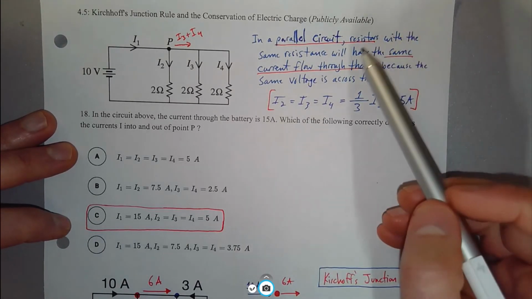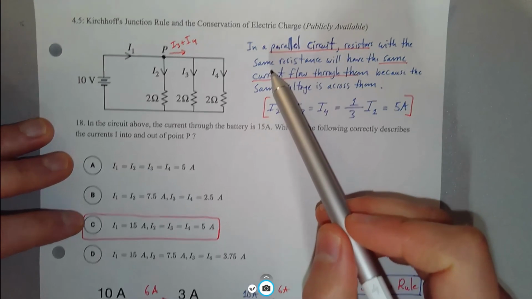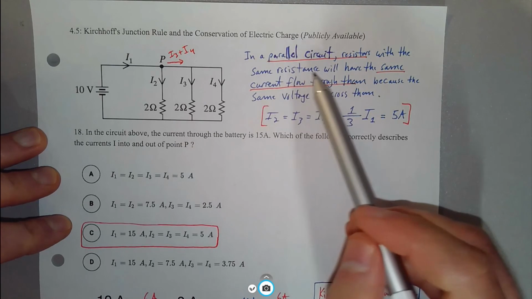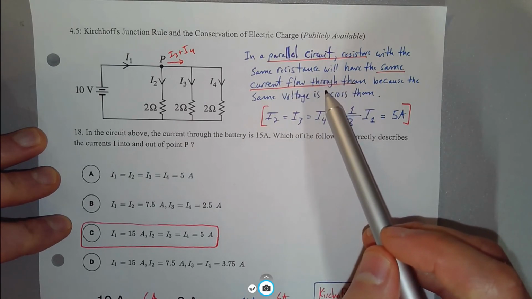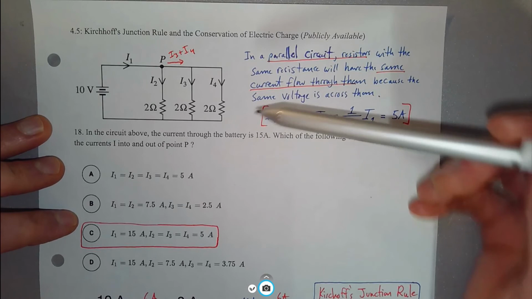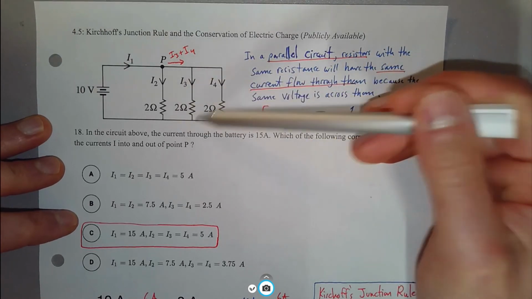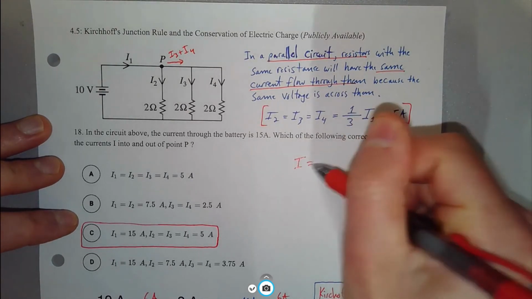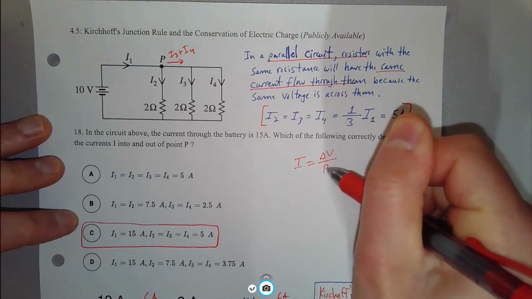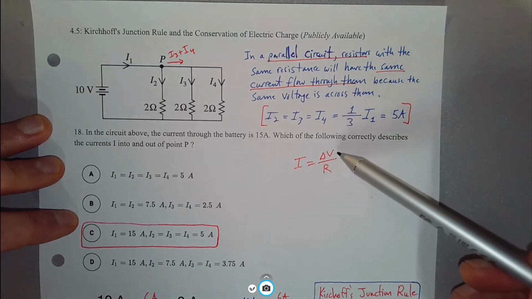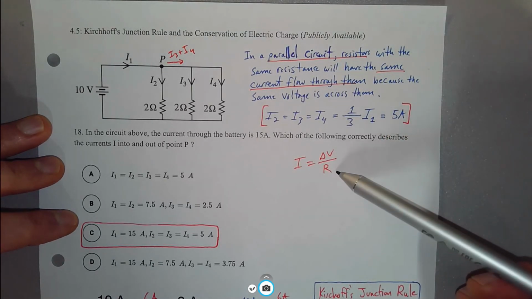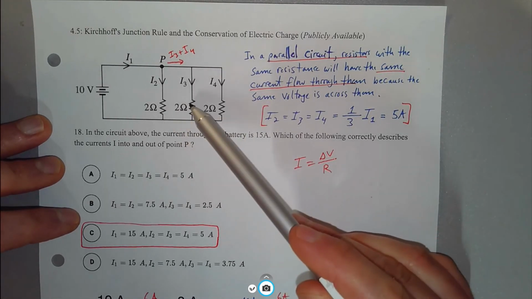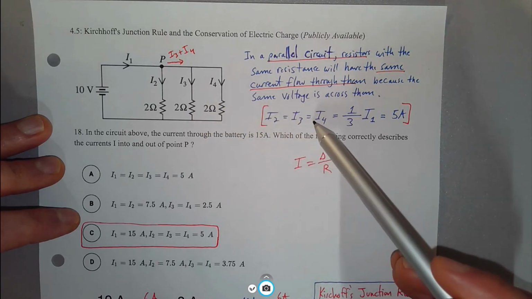So in a parallel circuit, we just have to remember this quick shorthand way. With the same resistance, they're all 2 ohms, we'll have the same current flow through them. Why would we expect that? Because in a parallel circuit, there's the same voltage drop across each of them. Just think about Ohm's law, I equals delta V over R. If they have the same voltage drop across them because they're in parallel and the same resistance, the same current will flow through them. I2 equals I3 equals I4.